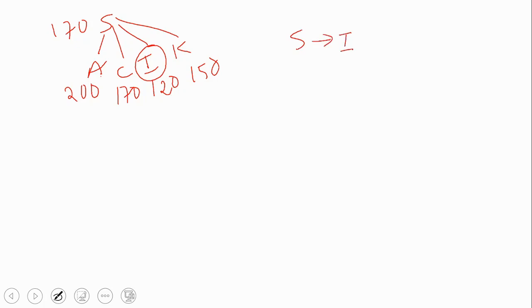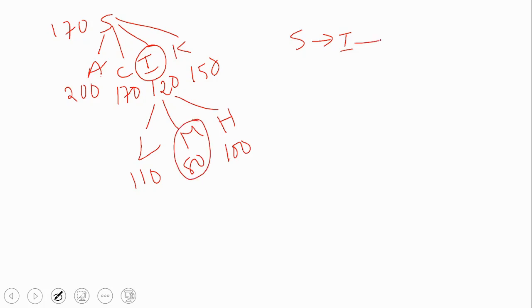So best. Next, I is connected to L, M. L is 110, M is having 80, and S is having 100. And the better node next is M. Okay, so next it will move to the M node.